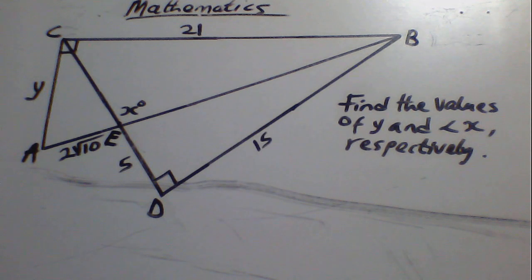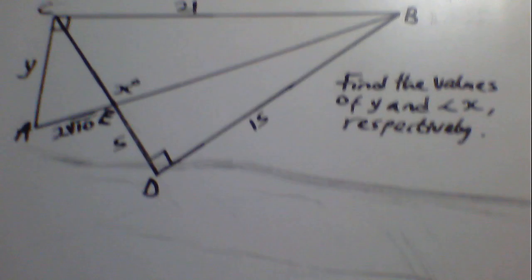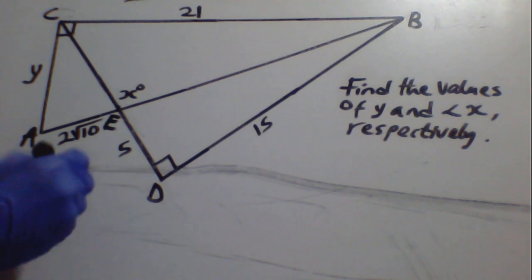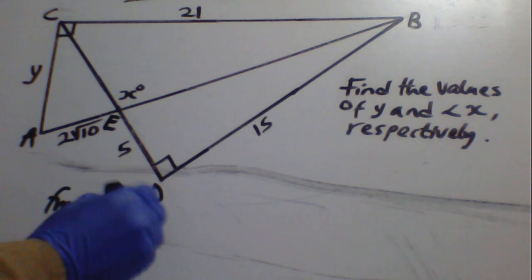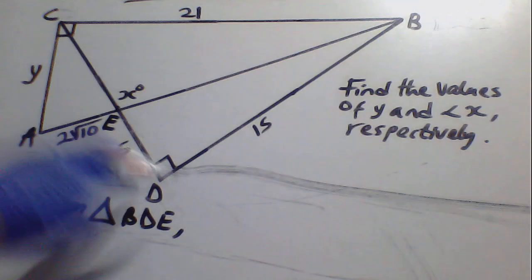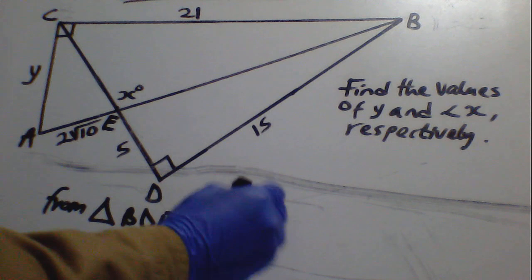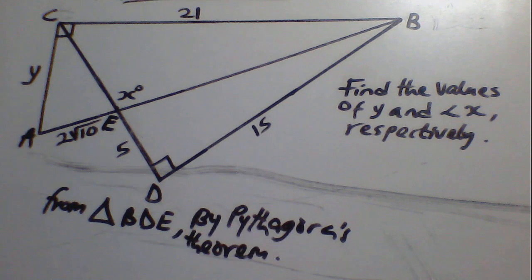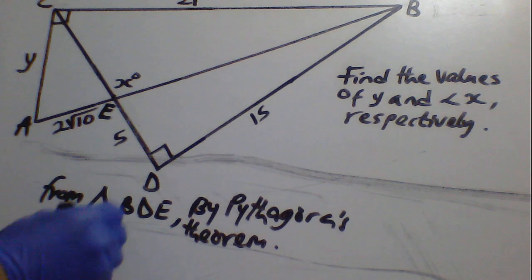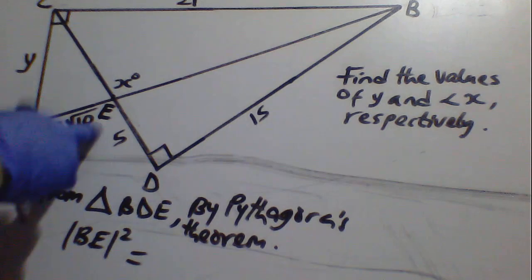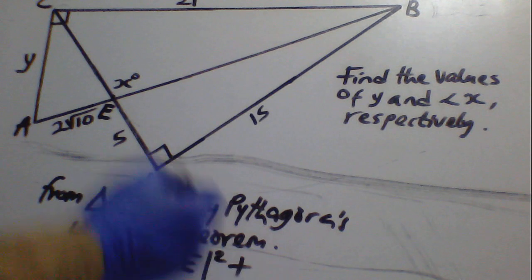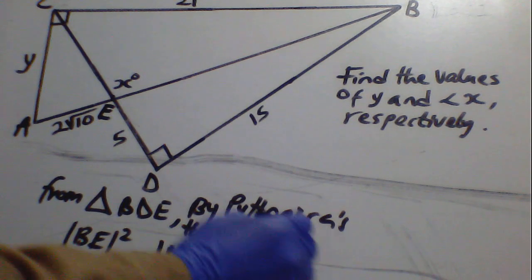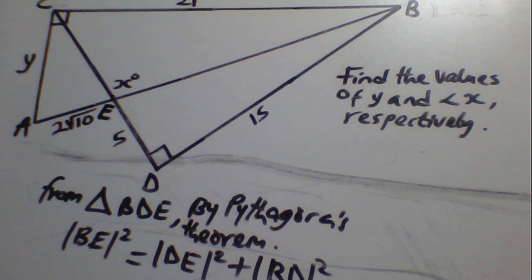So once you have done that, we can solve it from triangle. We can start from any of the triangles to solve for the required values. So from triangle BDE, by Pythagoras theorem, you have that BE squared is equal to DE squared plus BD squared. That is from Pythagoras.